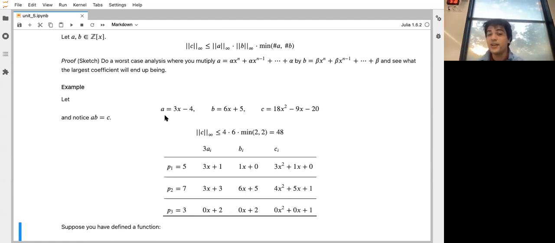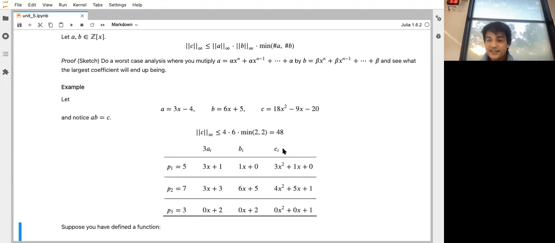In any case, if we take A and put it into Z5[x], 3 mod 5 is 3, minus 4 mod 5 is 1. That's why we get 3x plus 1 here. Let's take this one mod 5. So 6 becomes 1 mod 5, and 5 becomes 0. That's why we have 1 here and 0 here. And then we multiply these two polynomials. You get 3x squared plus 1x plus 0.